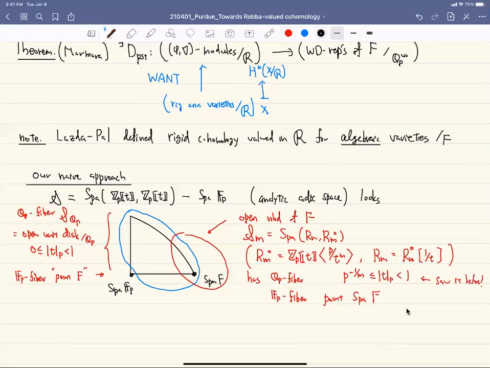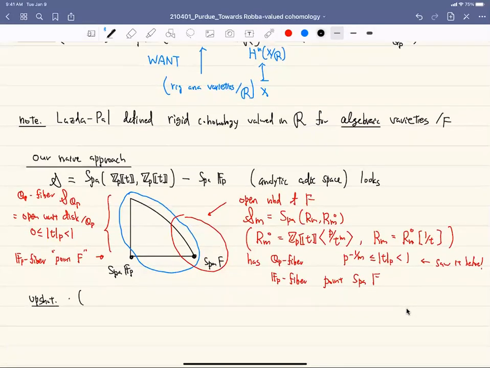Namely, here is the upshot. If you are working on an analytic object space S and then considering a system of open neighborhoods of the point F, then you get the following object. So first of all, this object is a shrinking family of open neighborhoods of this point F.